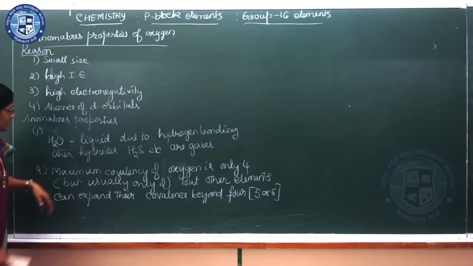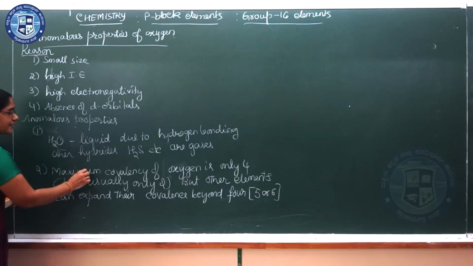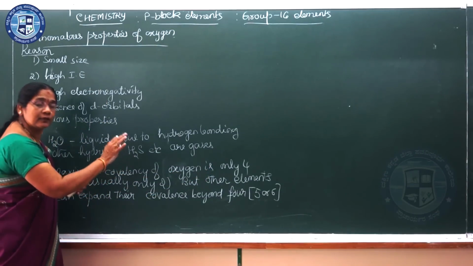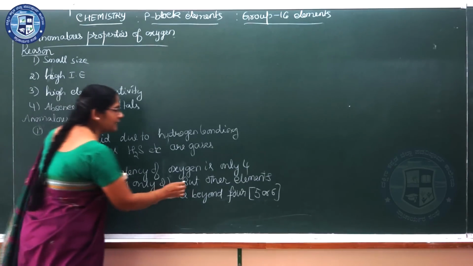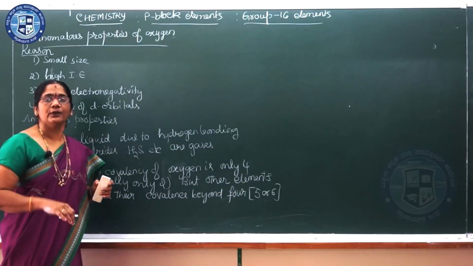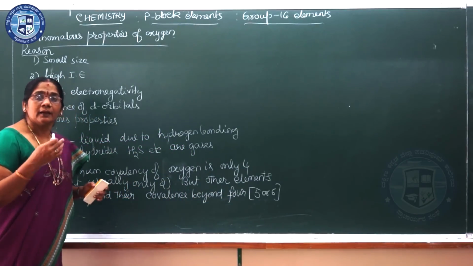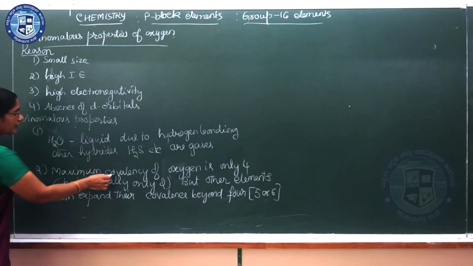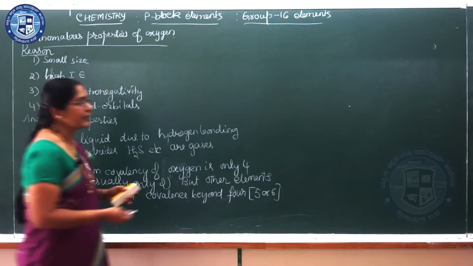And then because of the absence of d orbitals, the maximum covalency of oxygen is only 4, but usually it forms only 2 bonds. Covalency of oxygen is normally only 2, but other elements can expand their covalency beyond 4, that is 5 or 6, especially in oxides or fluorides, forming more than 4 covalent bonds using the d orbitals. So the maximum covalency of oxygen is only 4 due to the absence of d orbitals.